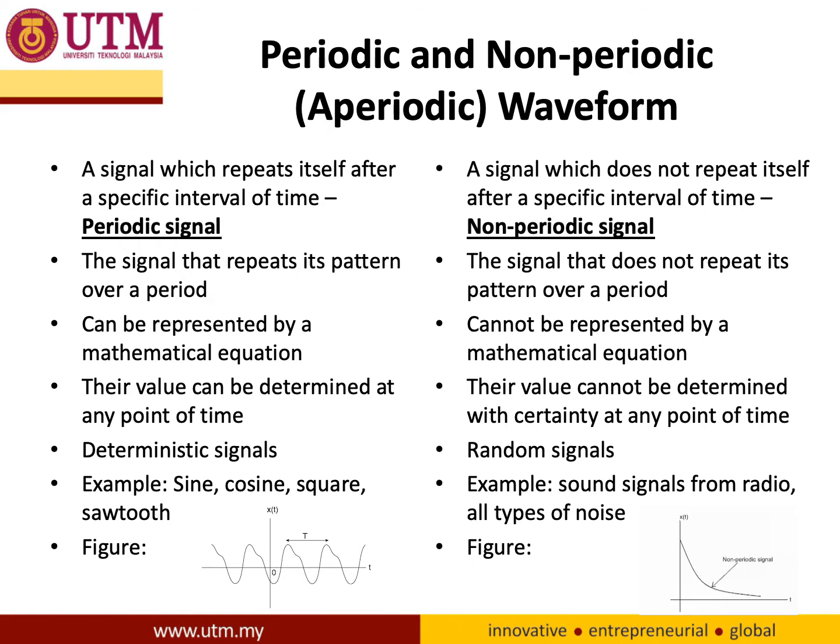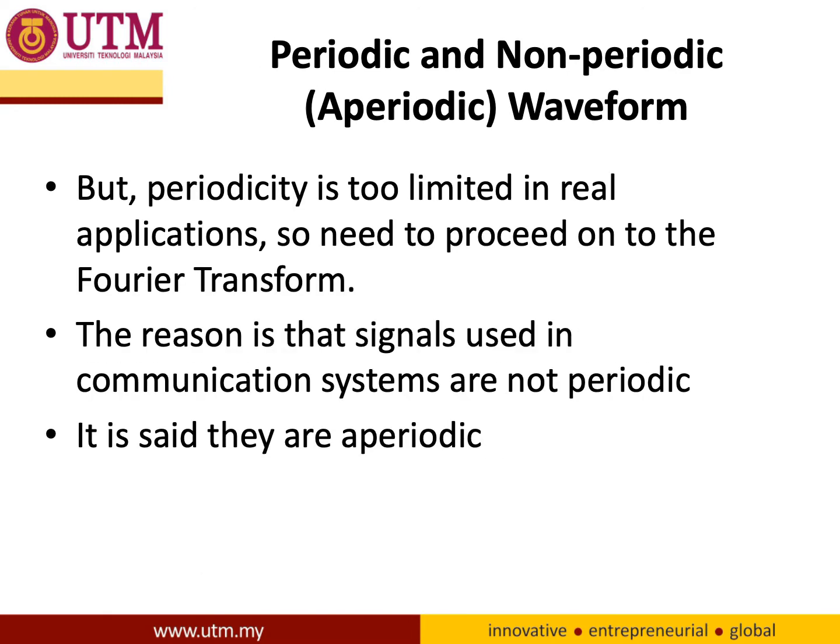Examples of non-periodic signals are sound signals from radio and all types of noise. The figure below shows one example of a non-periodic signal. But periodicity is too limited in real applications. Therefore, sometimes we deal with aperiodic signals, in which case we use Fourier transform. The reason is that signals used in communication systems are not periodic, and it is said they are aperiodic.